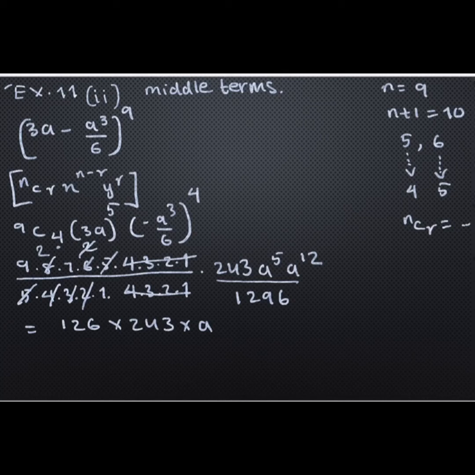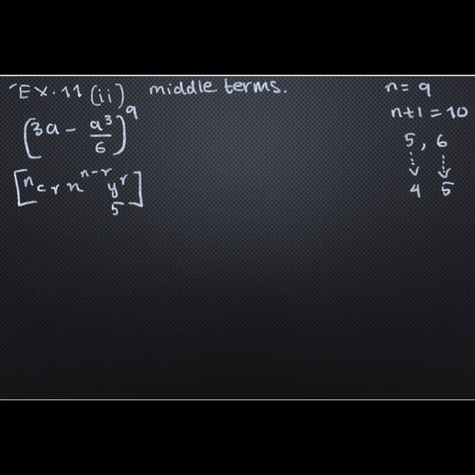So when we have the same base, we just add the powers, right? 5 plus 12 is 17, divided by 1296. Then you can just use the calculator and divide, and you get 189 over 8, a to the power 17. So this is the answer when our term is the 5th.